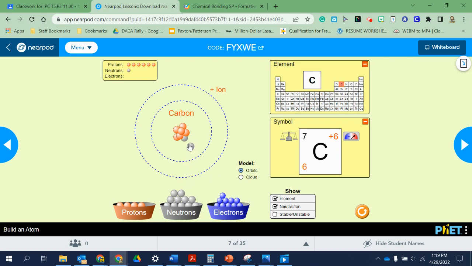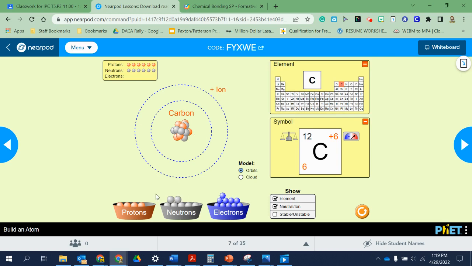So let's get, actually up here we have the atomic mass. Let's get 12, right? 6 protons, 6 neutrons. All right, so again, this is what a carbon atom is. It has 6 protons, 6 neutrons.